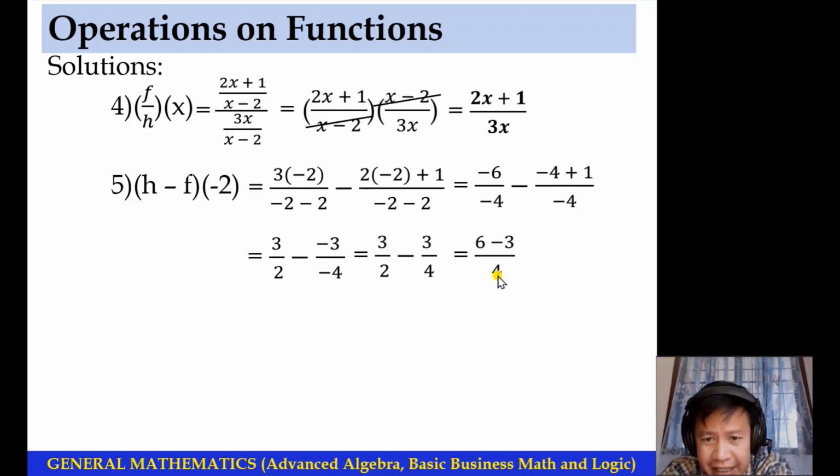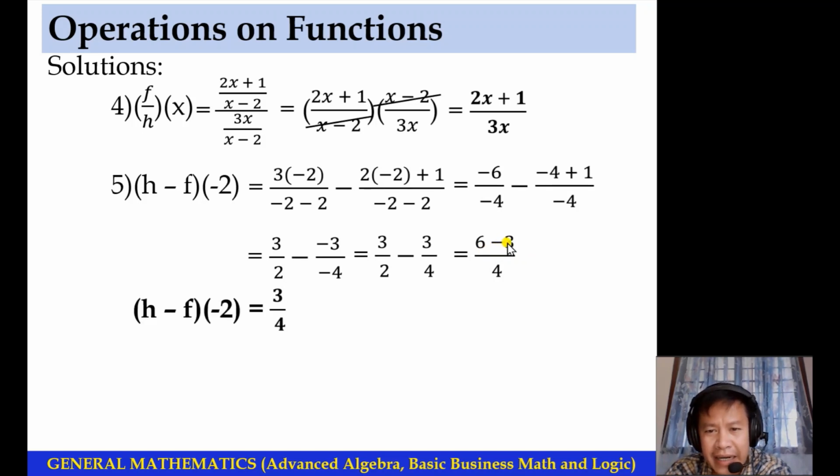Okay, therefore, this is 4. 4 divided by 2 is equal to 2. Then 2 times 3 is equal to 6. Minus, 4 divided by 4 is equal to 1, times 3 is equal to 3. Did you understand, students? And this is equal to 6 minus 3, which is 3. Copy the denominator, which is 4. Okay. Our answer for h of x minus f of x at negative 2 is equal to 3 fourths.